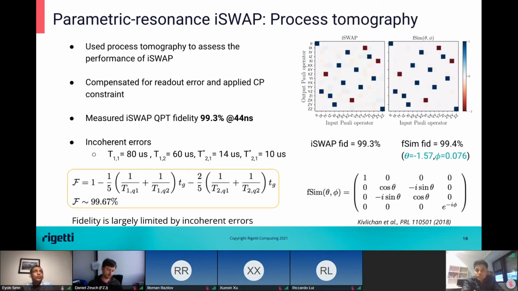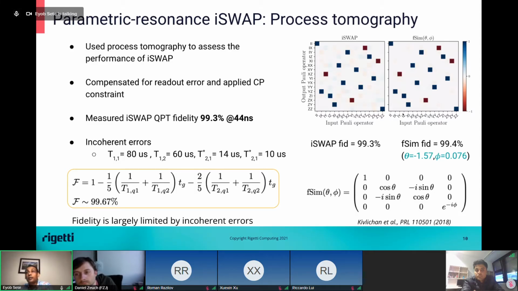So we pick iSWAP and we benchmark this gate with process tomography, compensated because this measurement depends on the readout fidelity. So we compensated the readout error and applied a positivity constraint, a complete positivity constraint. And what we found from this process tomography measurement is we can get 99.3% fidelity for iSWAP.